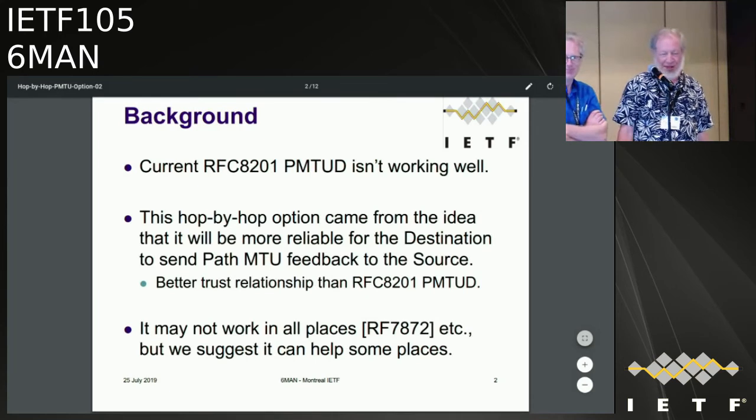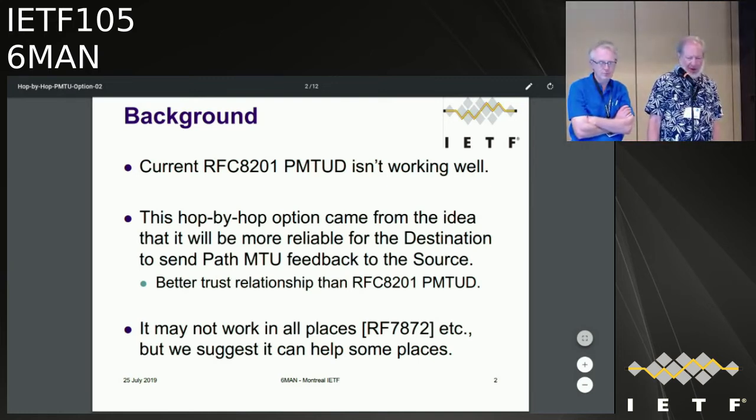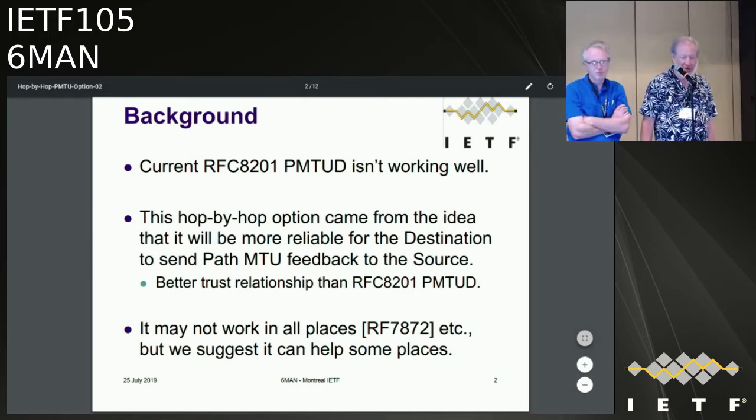So just as a summary, as you all know, PathMTU discovery doesn't work too well on the internet. We came up with this idea that it might be more reliable for the destination to send the feedback back to the source. There's a better trust relationship. But we understand this may not work in all places, and this is sort of what we're trying to find out.